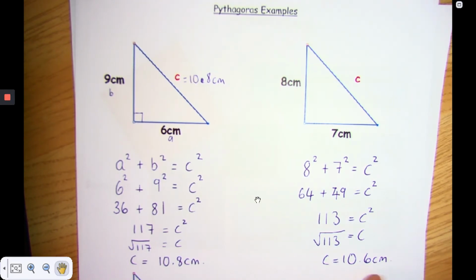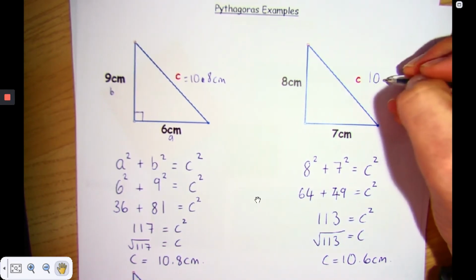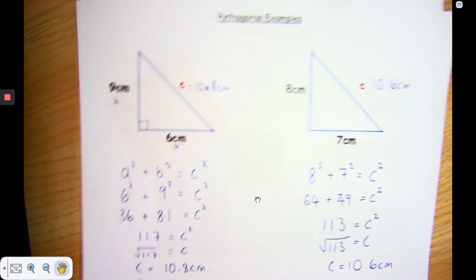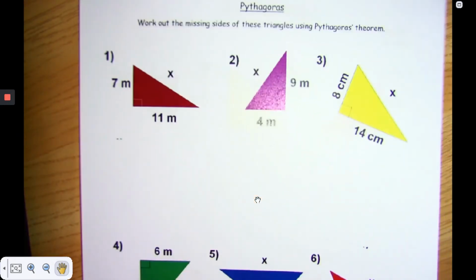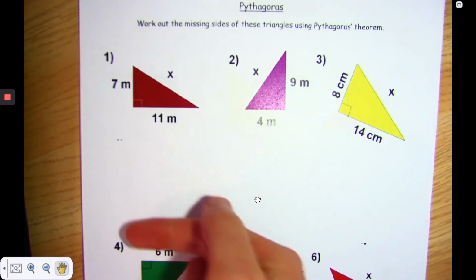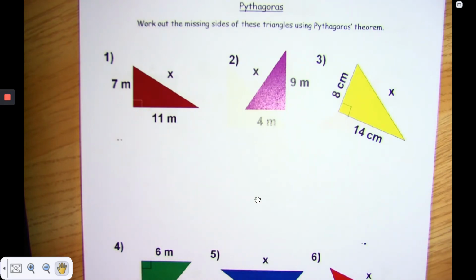So what I want you to do now is work through the attached worksheets, which looks like this. Make sure you're on the correct side that says Pythagoras. There's 6 triangles for you to have a go at. I've given you enough space to do the working out on the paper as well. So if you pause your video now, we'll come back and we'll quickly go through those answers. So if you pause now, off you go.